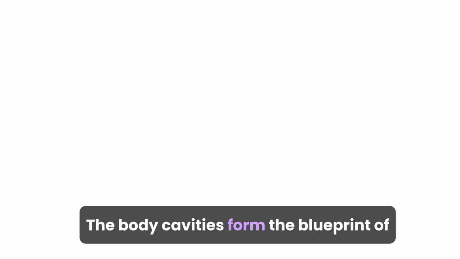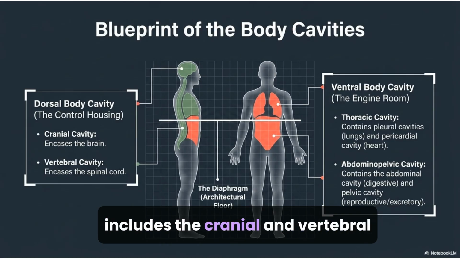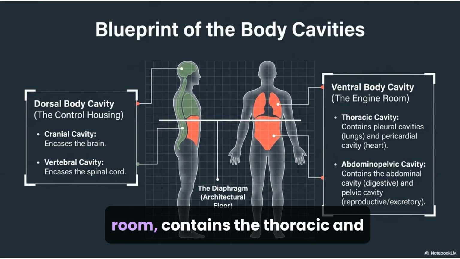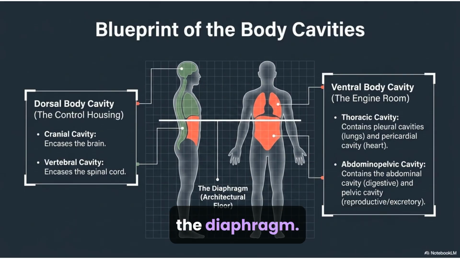The body cavities form the blueprint of the internal architecture. The dorsal body cavity, or control housing, includes the cranial and vertebral cavities. The ventral body cavity, the engine room, contains the thoracic and abdominopelvic cavities, separated by the diaphragm.